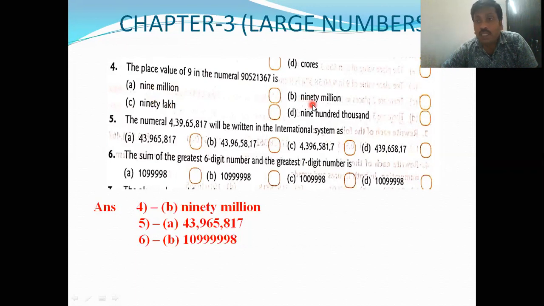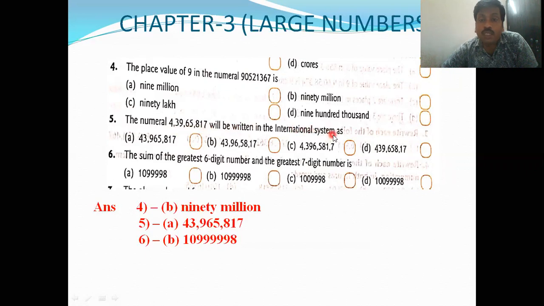Yes, B, 90 million, because there is no option according to the Indian place value chart. Here is only one 90 lakh, but it is not possible in the 90 lakh. Here is the 9 crore. Okay, children, so our answer will be 90 million. This is the B.